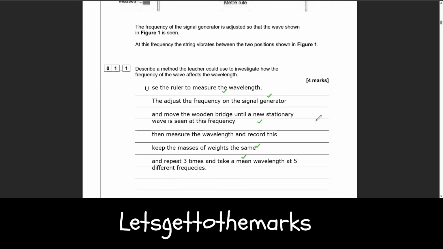The thing is, the string will be vibrating. What do I mean by a stationary wave? The string is vibrating like this. You want to get it till it's vibrating so fast, but you can clearly see a wave. It'll appear like the wave's not moving. It'll appear like you have a solid bit of string bent like that, but it's actually just at that frequency where it appears you have a stationary wave. Okay, let's move on.